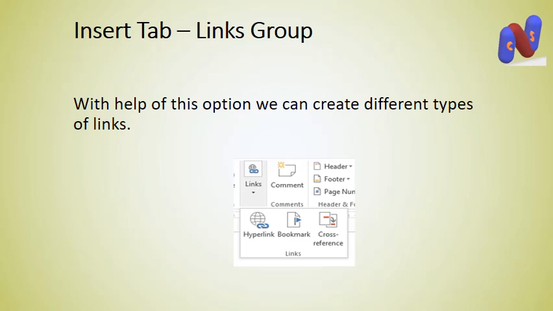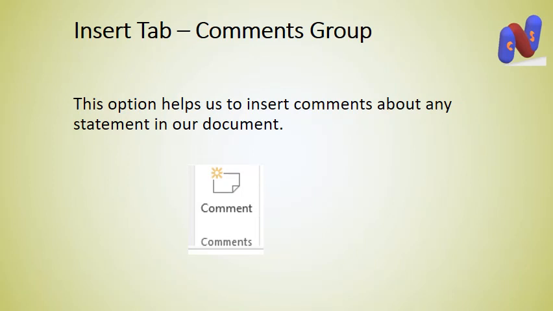Now insert tab links group. With the help of this option we can create different types of links. You can see there are 3 types of links available: hyperlink, bookmark and cross reference. So we can insert these 3 in our document with the help of the links group option. Now insert tab comments group. This option helps us to insert a comment about any statement in our document.